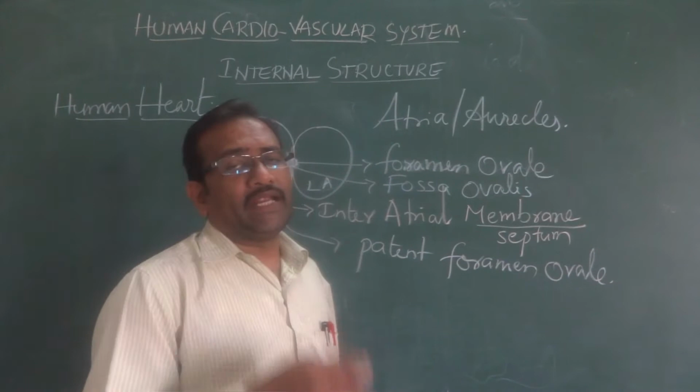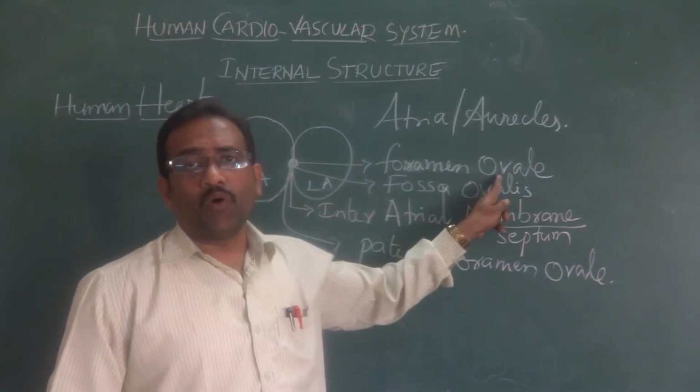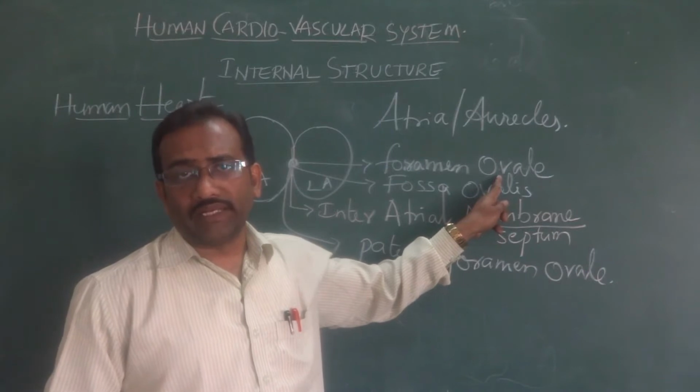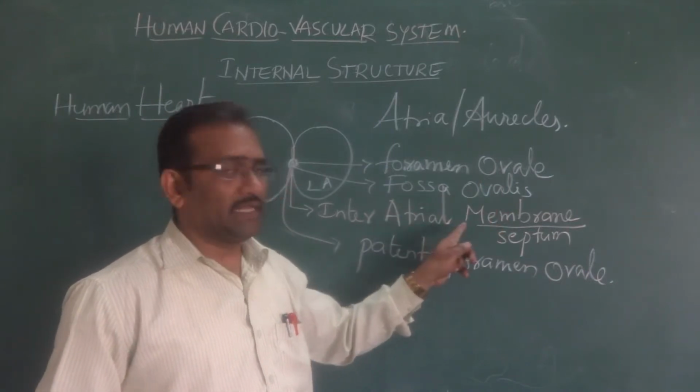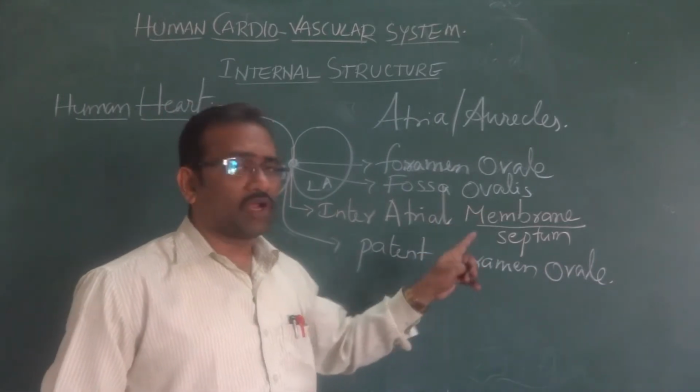So three points are here. Foramen ovale, the hole present between the two atria on the interatrial septum. Fossa ovalis. Patent foramen ovale.